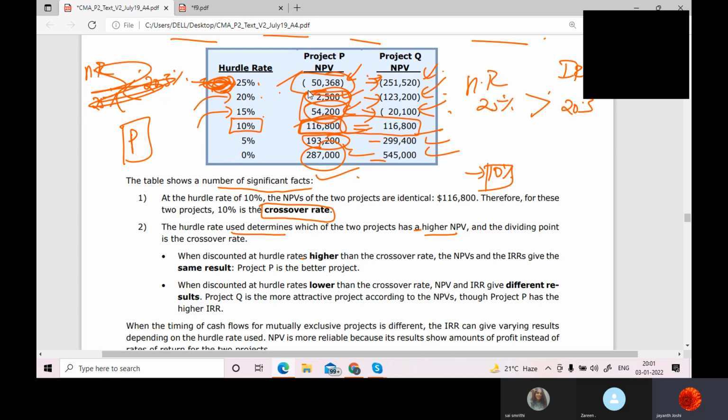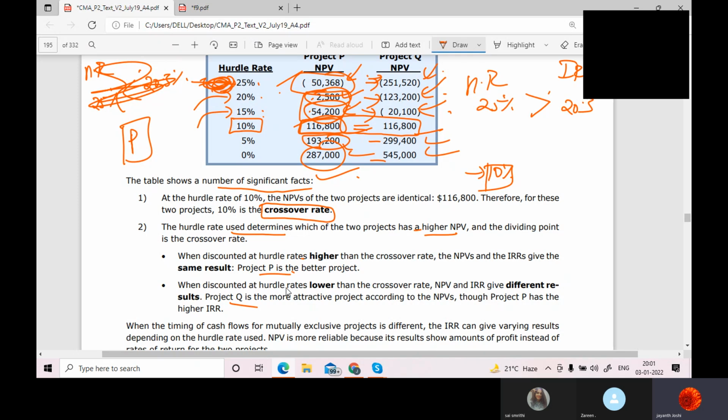Yes, sir. See, my hurdle rate is 10% now. For a hurdle rate above this dividing point or crossover rate, if I take 15% as my hurdle rate, I'm getting positive NPV here, and here also I'm getting positive NPV. But in case of project Q, I'm getting negative NPVs, correct? Yes, sir. So if you take higher rates than this crossover rate, project P is better, but in this case, Q is better.